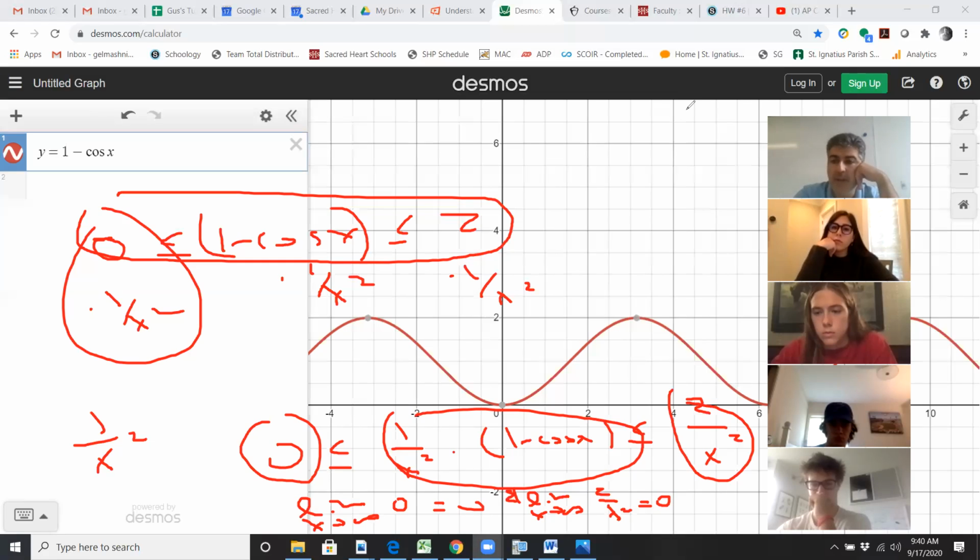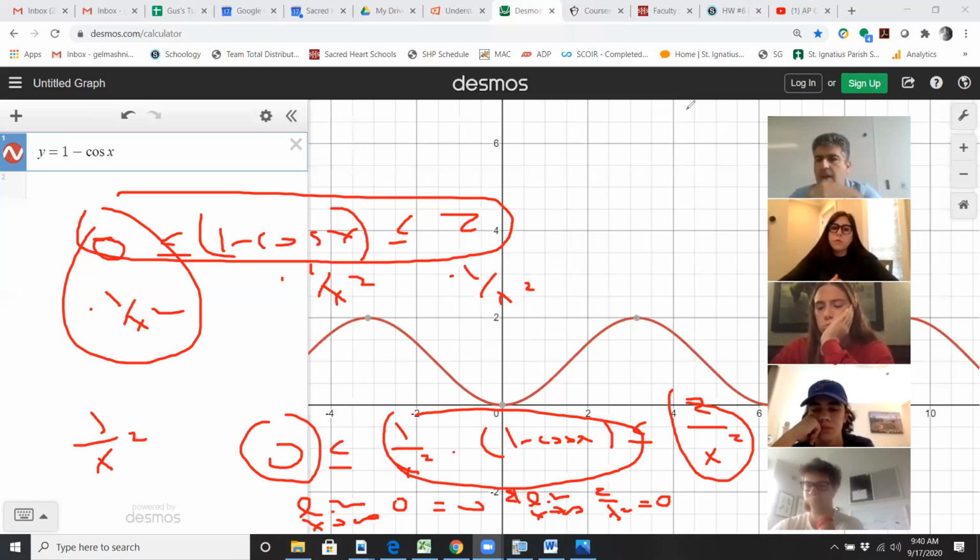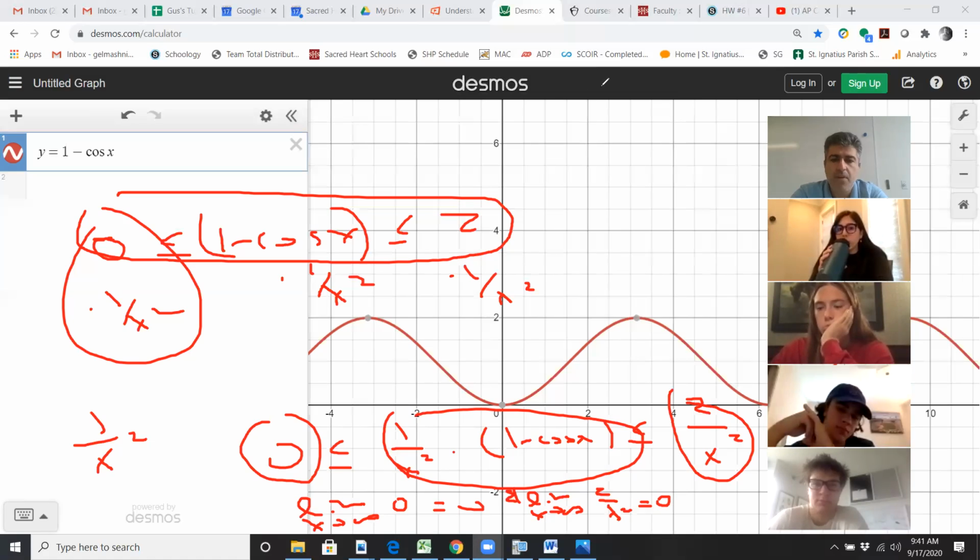Yeah, totally. Someone said, could you also just think about the values of cosine x, like -1 to 1, and plug those values into the function to see the new boundaries? Yeah, I would do that. Yeah, I think that would make sense. So anyway, let's quickly go to other parts of the homework.